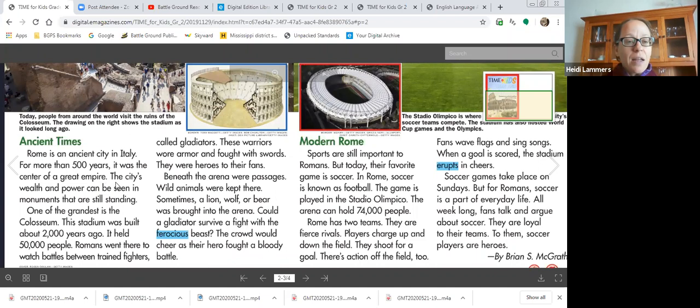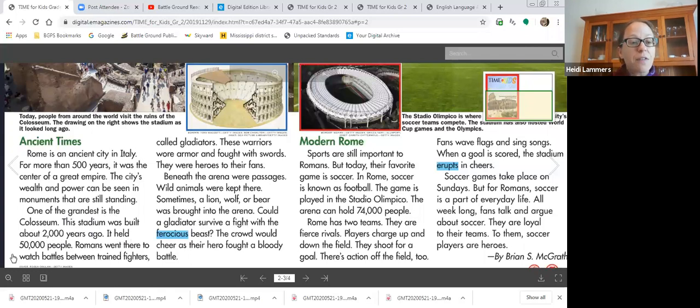I'll keep going. Ready? Read. The city's wealth and power can be seen in monuments that are still standing. So monuments are these big structures, and they're just so big and detailed, and you can see that it took a lot of money to build these things and probably a lot of people to do the work. Very interesting. People love to visit these monuments in Rome. One of the grandest is the Colosseum. The stadium was built about 2,000 years ago.